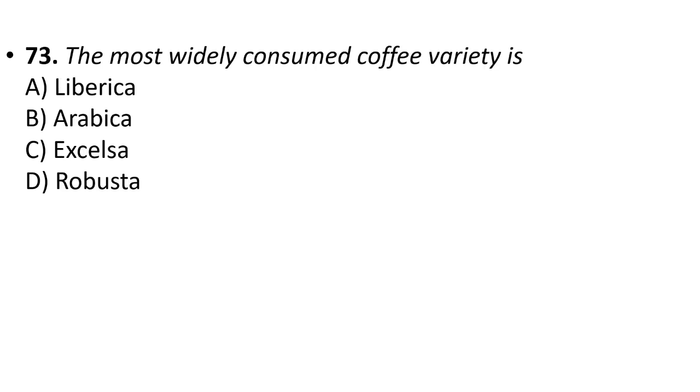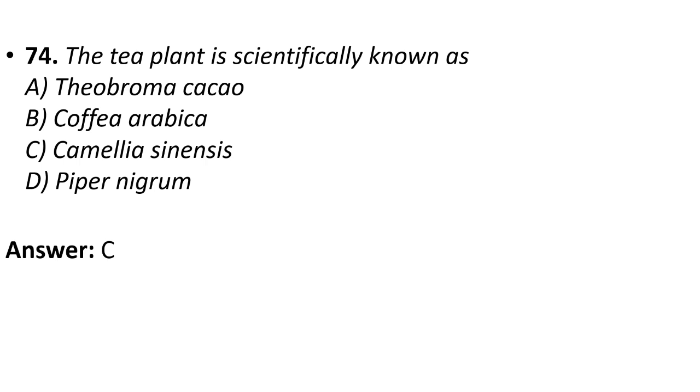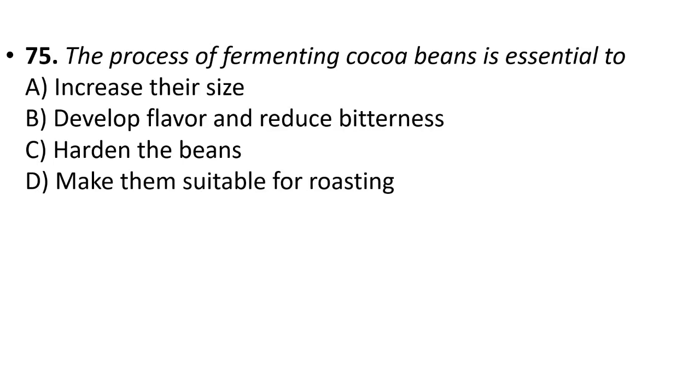73. The most widely consumed coffee variety: Liberica, Arabica, Excelsa, Robusta. Your answer is option B, Arabica. Arabica coffee beans are the most widely consumed coffee variety in the world, accounting for over 60% of global coffee production. 74. The tea plant is scientifically known as Theobroma cacao, Coffee arabica, Camellia sinensis, Piper nigrum. Your option C is correct, Camellia sinensis. Theobroma cacao is the cocoa plant, Coffea arabica means coffee plant, Piper nigrum means pepper.